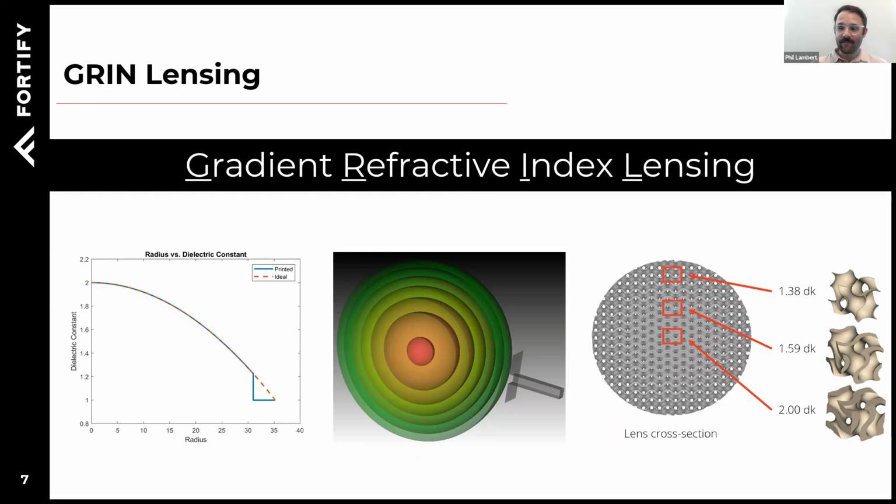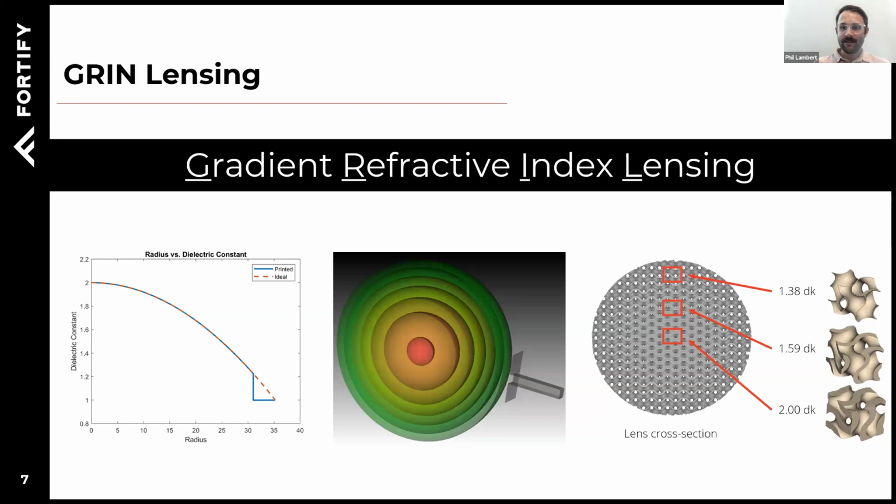And Fortify offers the design and manufacturing services for antenna systems using this GRIN lensing technology. So on the left here, in the left diagram, there's a dielectric constant on the y-axis and radius on the x-axis. This is a dielectric profile for a Lundberg lens. And so you see it goes from about 2 at the core to about 1 dielectric constant at the surface. And we accomplish this type of design where the dielectric constant transitions gradually across the volume of a lens.